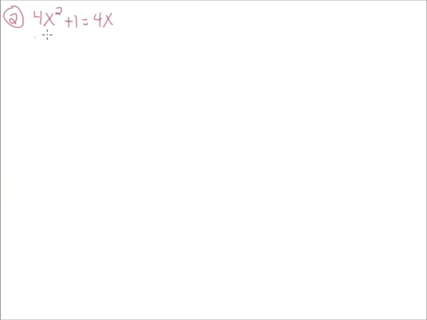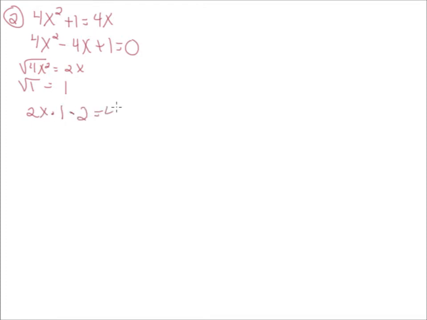Example 2, 4x squared plus 1 is equal to 4x. We get the equal to 0 by subtracting 4x from each side. Now this time I notice my first term and my last term are perfect squares. So I'm going to check and see if I have a perfect squared trinomial. Take the square root of the first term, then the square root of the second term. Multiply those together, and times by 2. If I get the middle term, I have a perfect squared trinomial. And yes, I get 4x.